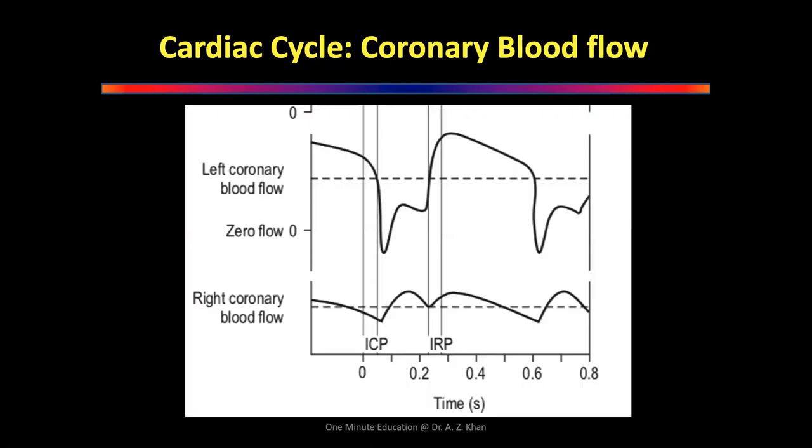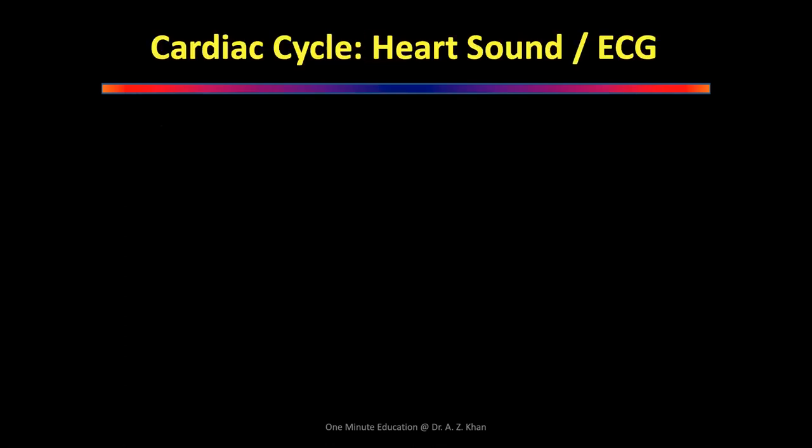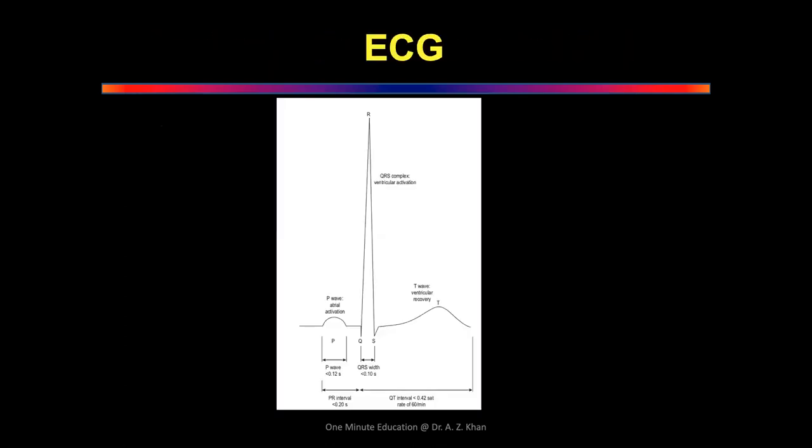Leave the coronary blood flow. It's okay. We'll do it at a later stage. And leave the ECG. Just, can you draw an ECG for me on that graph? Just broadly, where will the P wave lie? Where will the QRS lie? And where will the T lie? You don't have to be factually absolutely accurate, but just broadly, where will the P wave lie? Where will the QRS lie? And where will the T lie?